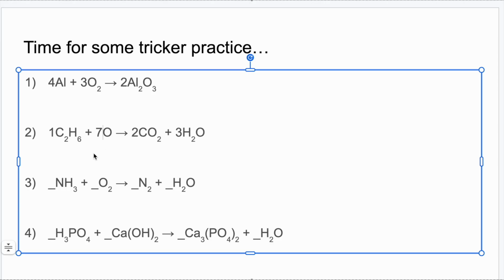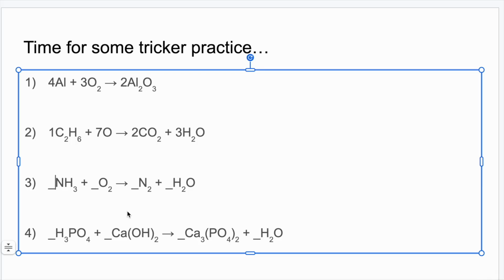Okay, I can double check. Do I have everything balanced? Carbon, I have 2 here. Do I have 2 over here? Yeah. Hydrogen, 6. I have 6 here. Yes, 2 times 3, 6. And then oxygen, 7 here. 2 times 2, 4, plus 3 times 1, 3. So 4 plus 3, 7. Yes. And then final check, is there anything to simplify? 1, 7, 2, 3. No, they don't have a common denominator. So no, I would leave it like that.